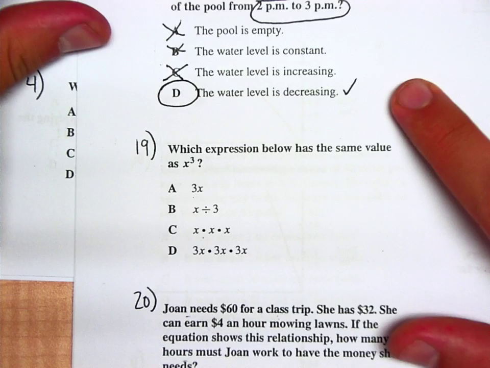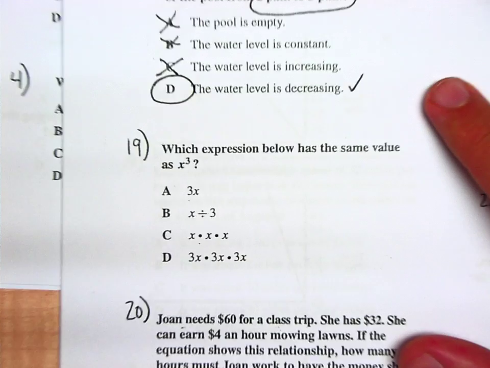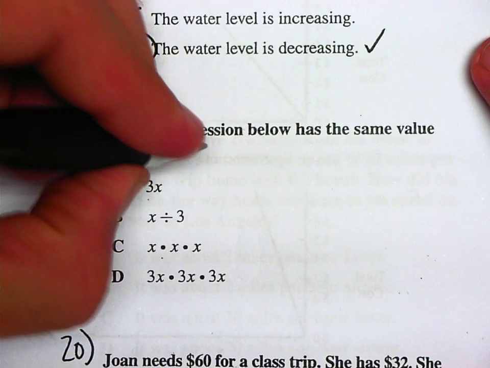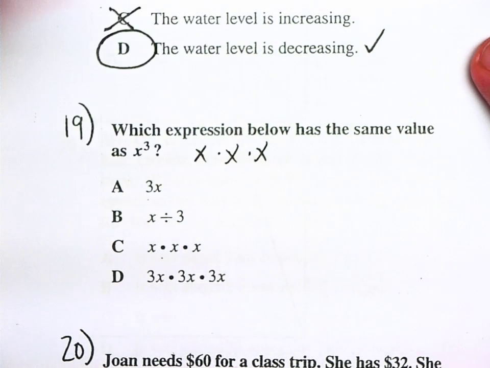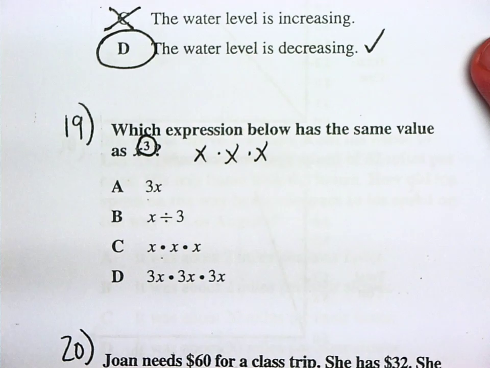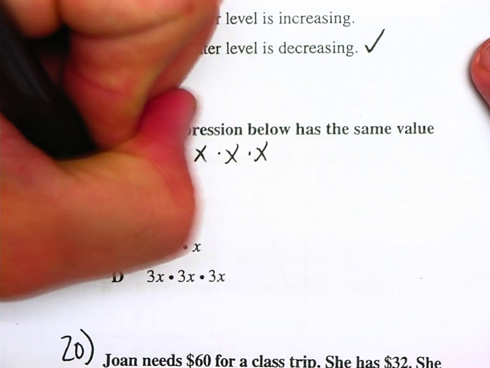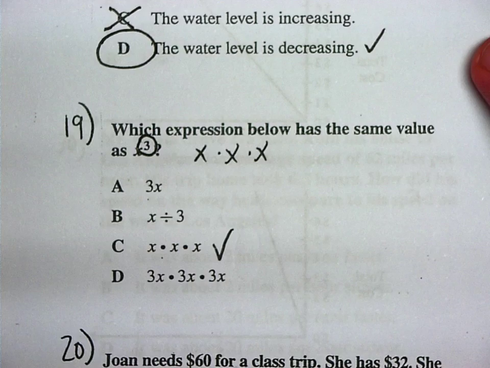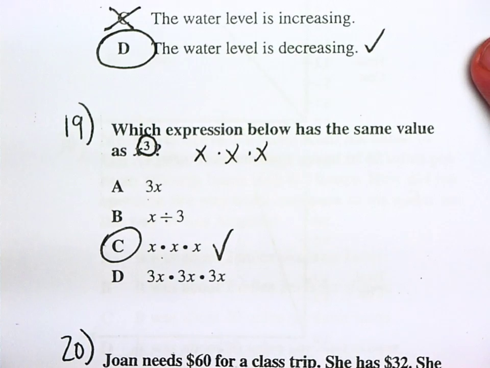Moving on. Which expression below has the same value as x to the third? I know x to the third really means x times x times x. The exponent tells me how many times to multiply the base. And I can see pretty quickly that that is answer choice C. And that should have been the answer.